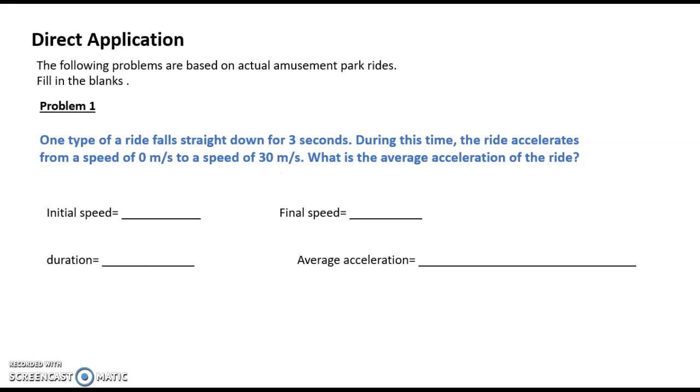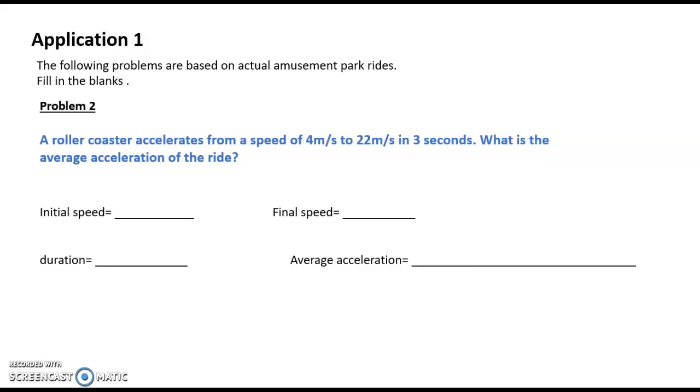In order to be able to apply the formula, we have to pick up the given. So let's pick up the given. Initial speed: it started moving from 0 meters per second to a speed of 30 meters per second, so this is the final speed, and the duration is 3 seconds. So what's the average acceleration? We have to apply the formula. a_average is equal to delta v over delta t, equal to v_final minus v_initial over delta t, 30 minus 0 meters per second over 3 seconds. Meter per second over second is meter per second squared, and the value is 30 divided by 3, which is 10.